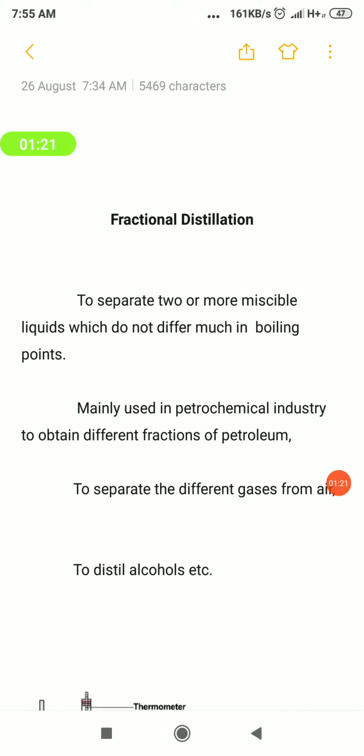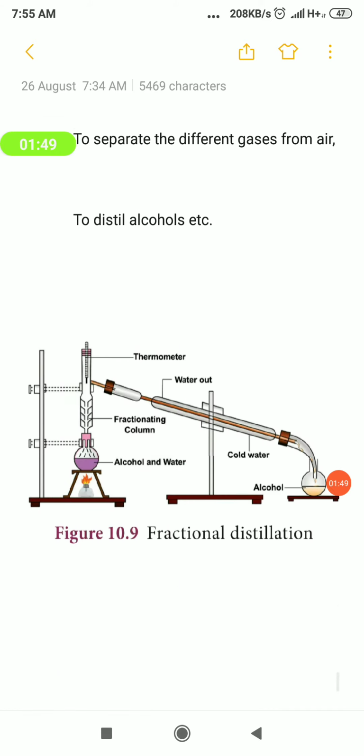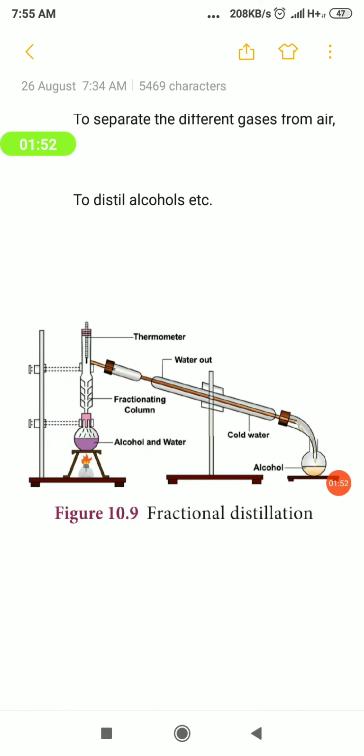The remaining process, everything is the same as that of the simple distillation. The round bottom flask, the condenser, cooling by water, everything is the same, but the liquids used for the separation will have almost the same value of boiling points. This technique is mainly used in petrochemical industries to separate the components of petroleum, and also to separate the different gases from air, and to distill alcohols. So these are the applications of fractional distillation, and this is the picture showing the process of fractional distillation.